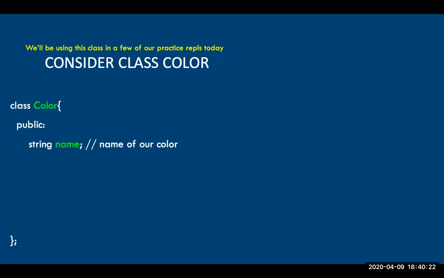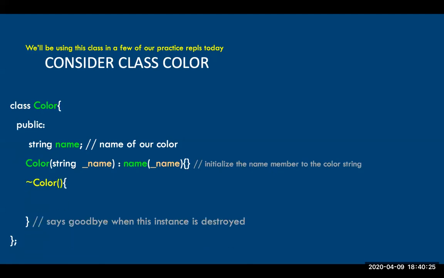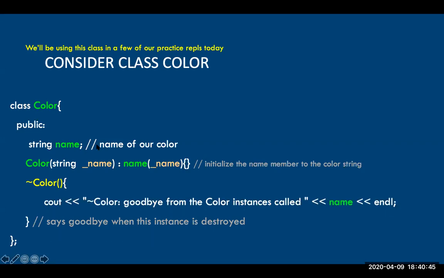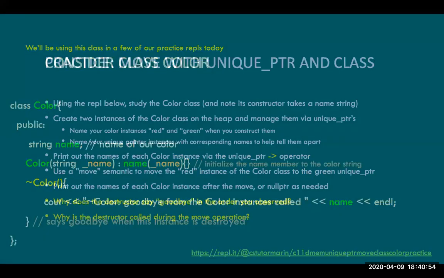So we're going to actually now formalize this class in our next exercise. We're going to call this class color. Color is going to have a member named name, which is just a string name, right? So rather than having a unique pointer that points to a string, we're going to have a unique pointer that points to a class here, right? And that class is going to have a color name inside of it, right? And then we've got a destructor that's going to say goodbye whenever this class goes away. So that's one of the reasons we're formalizing this thing in the class, so we can see that stuff.